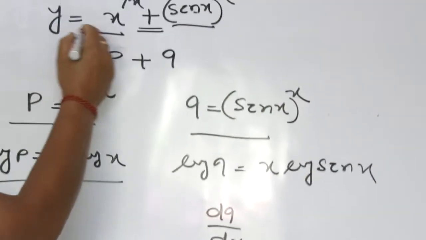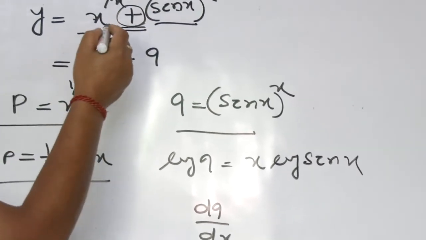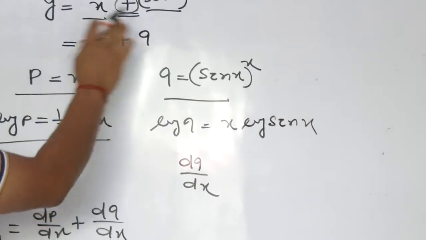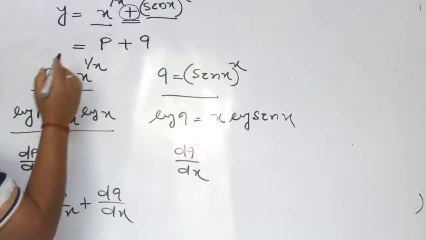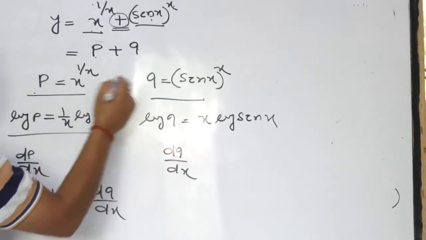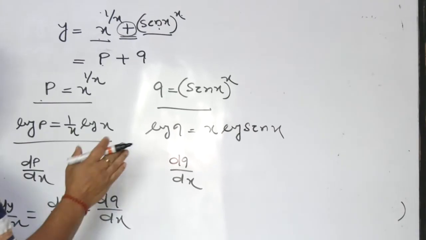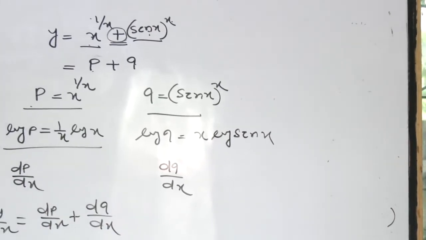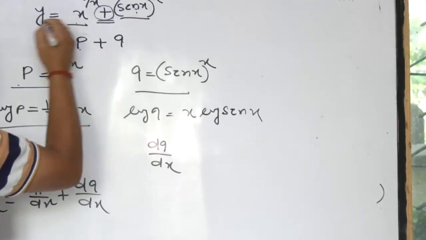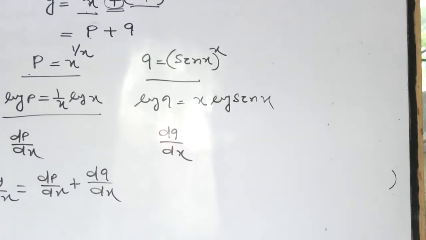You cannot take logarithm simultaneously because here there is a positive or negative sign. In case of positive or negative, we cannot take logarithm directly. First, we have to take this function as p and this function as q, and differentiate p and q separately. Then we add them together. That is the right process. If you take logarithmic differentiation directly, it may give the correct answer, but the process is wrong.